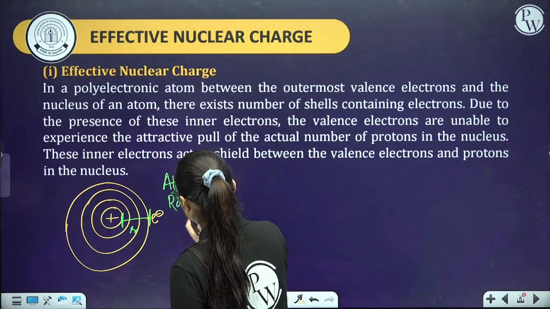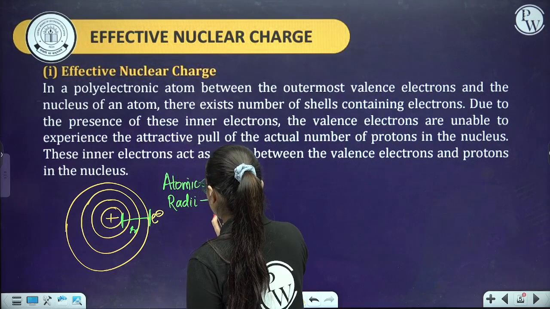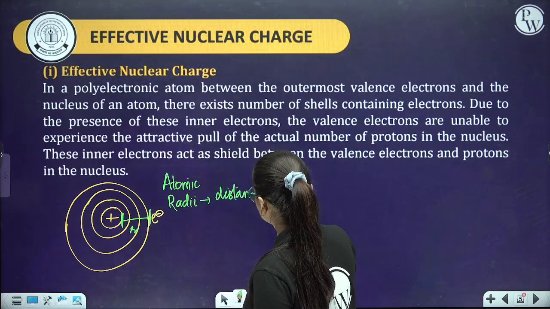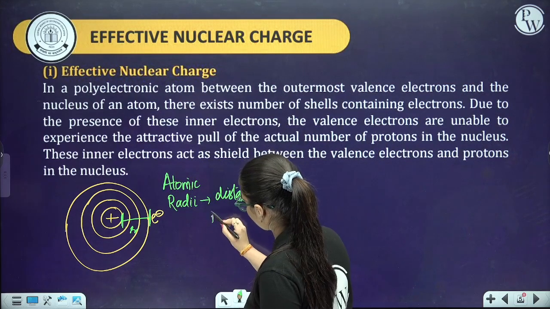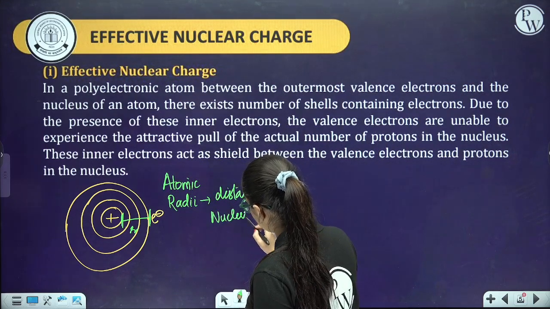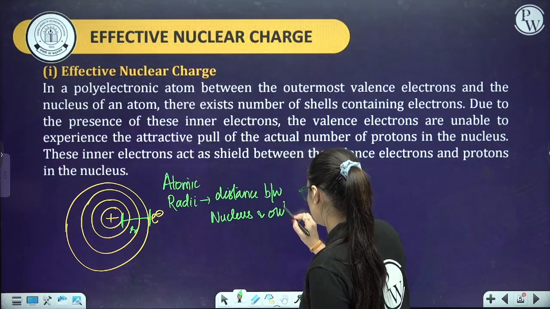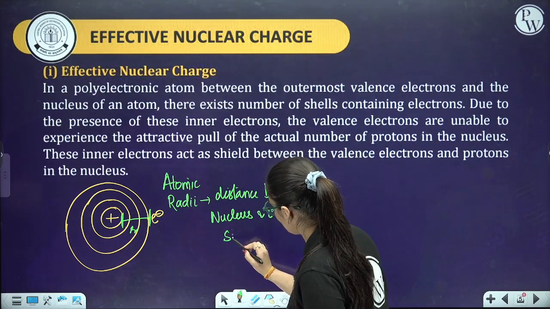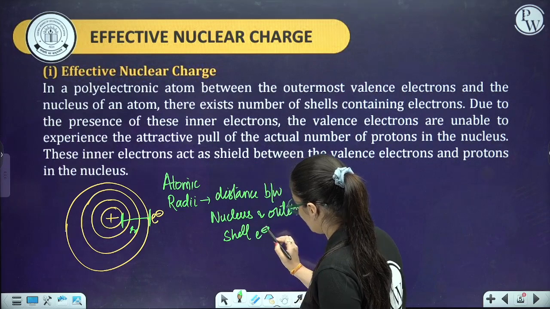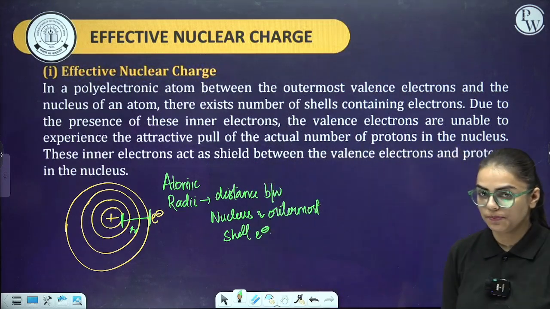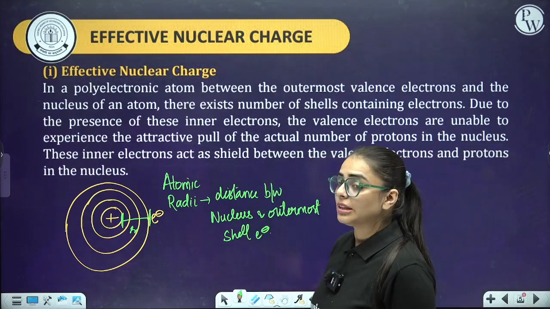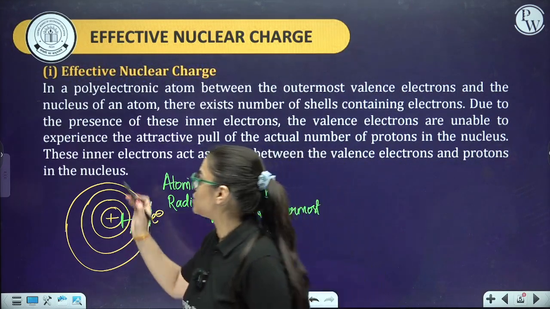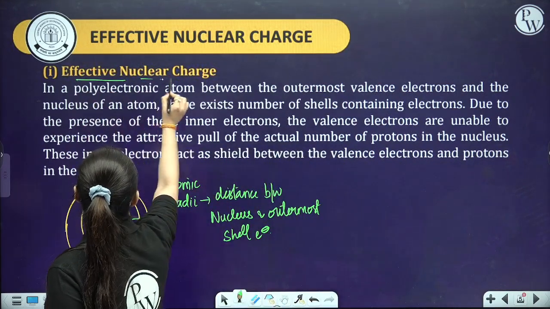So what is atomic radii or atomic radius, students? It is the distance between the nucleus and the outermost shell electron. So this is what is atomic radii. Now, the very first term which I am making you understand over here is effective nuclear charge. What do you refer to as effective nuclear charge? Let us understand.